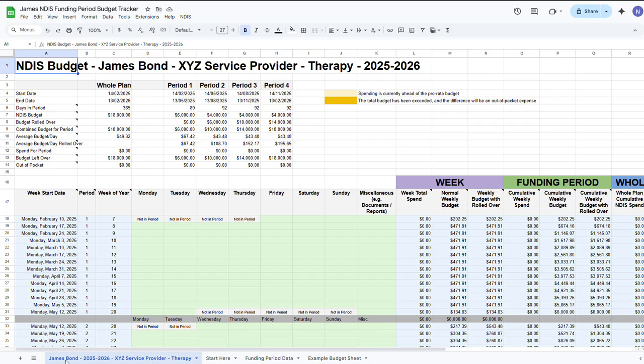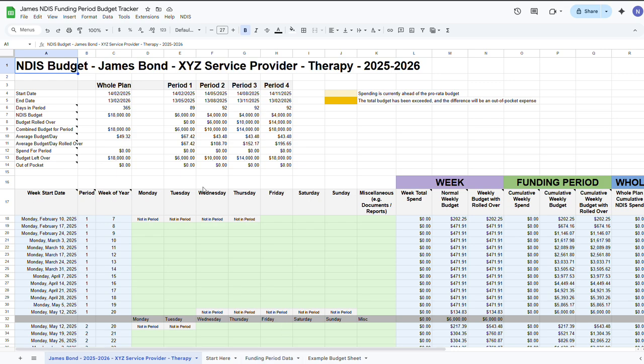So you'll see down the bottom, there'll be a new sheet that it's created, and it has the name, James Bond, the time period or the dates, which is 25 to 2026, which service provider, and what the category is, which is therapy. So if you wanted to, you could go back to the funding period data and then go and create another sheet for a different category of spend that you're doing. It could be also, if there's multiple people that you're tracking, you could put in multiple people and then it will create multiple tabs down the bottom for different people. So it's up to you how you want to use the sheet.